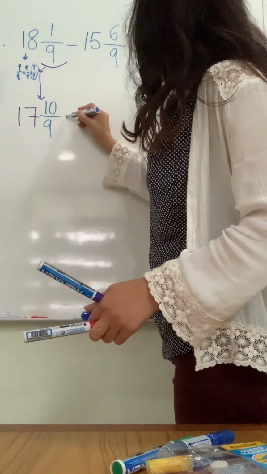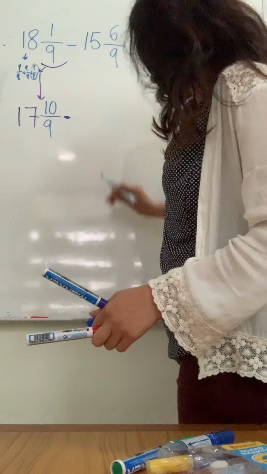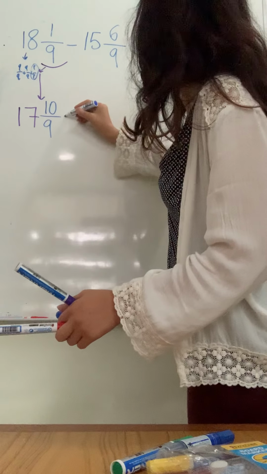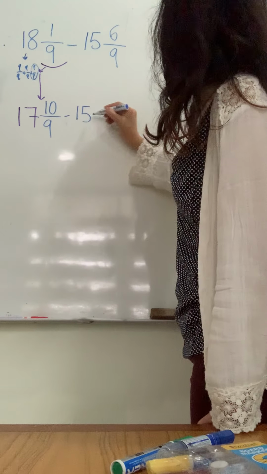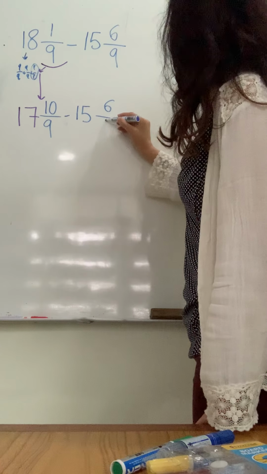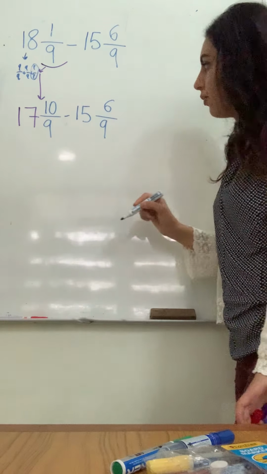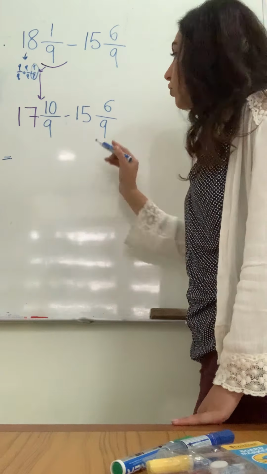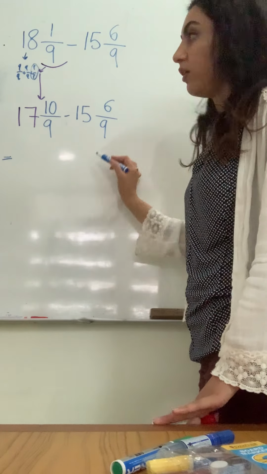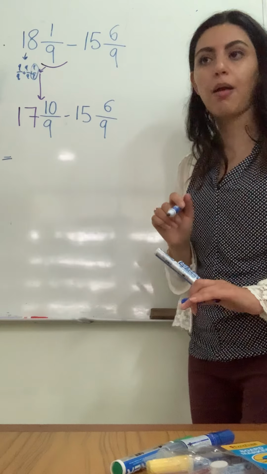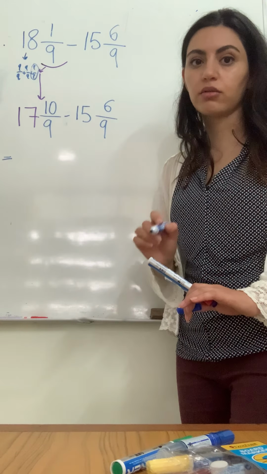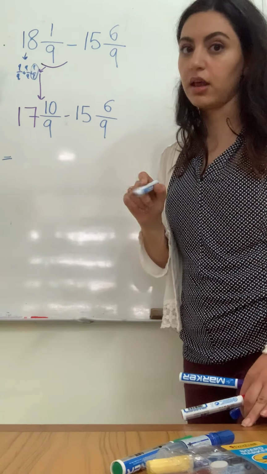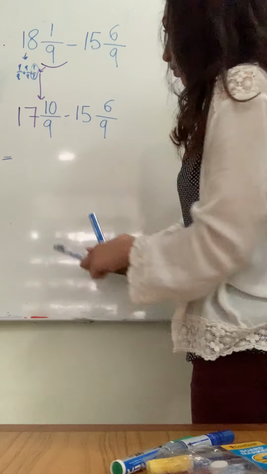Okay, now we subtract 15, 6/9. Okay, so now let's see. Again, at this point, if your denominators are different, then that means you made a mistake, because that has to convert and be the same in the beginning. So if the denominators are not the same, you made a mistake. So you have to check your work from the beginning.